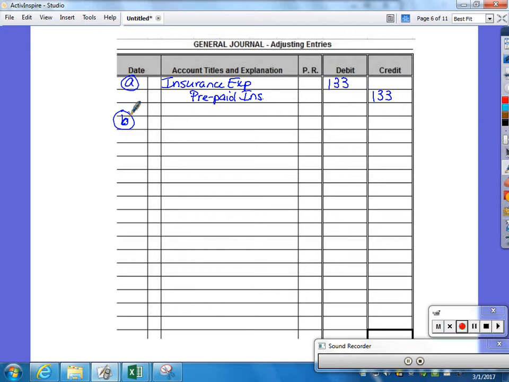Letter B says at the end of the month, $600 of office supplies are still available. So if $600 of office supplies are still available and the account started off where the balance currently is $1,000, that means how much supplies have been used? 400. So what is our adjustment entry here? Debit to office supplies expense. Yes. And credit to office supplies, $400.